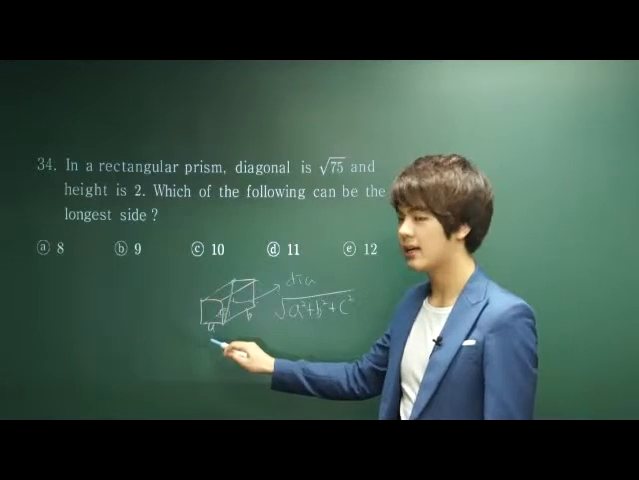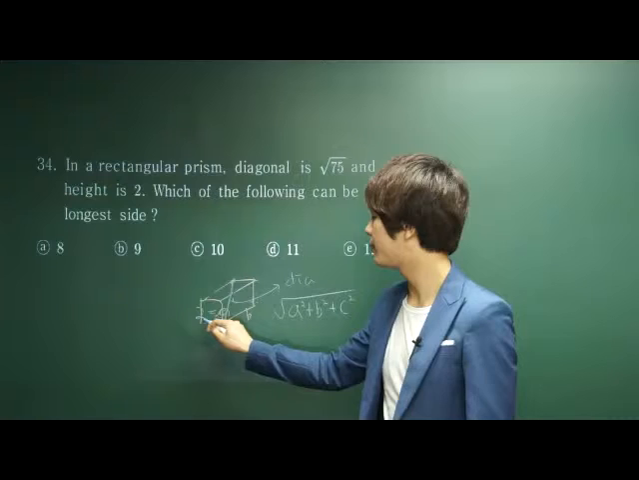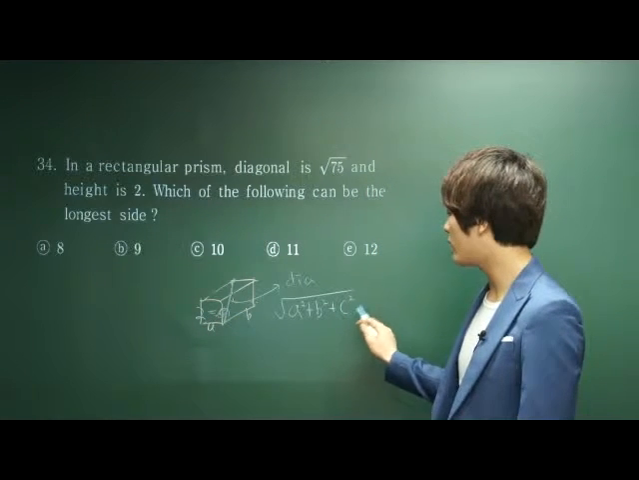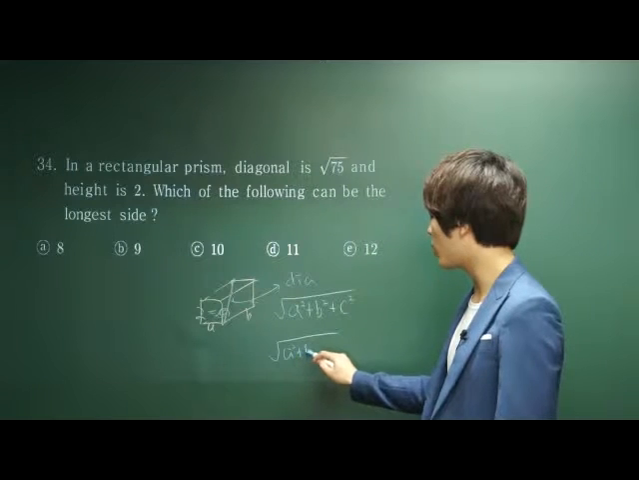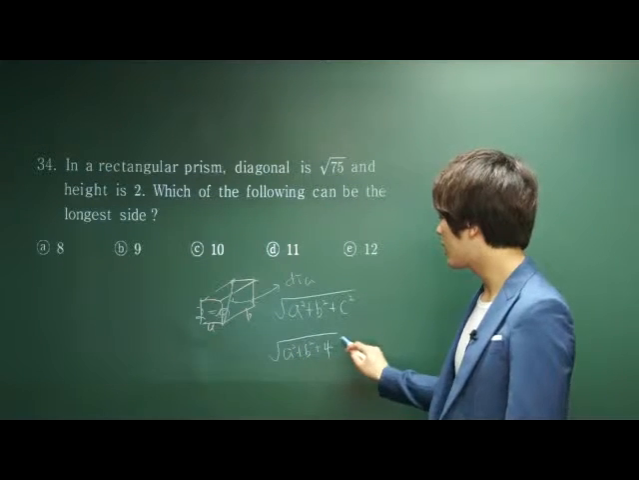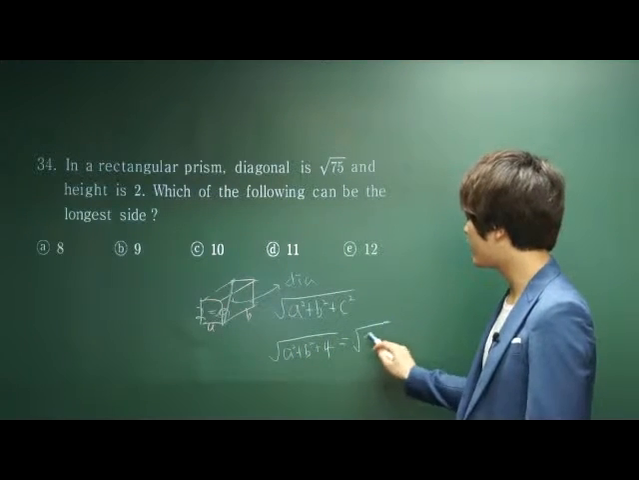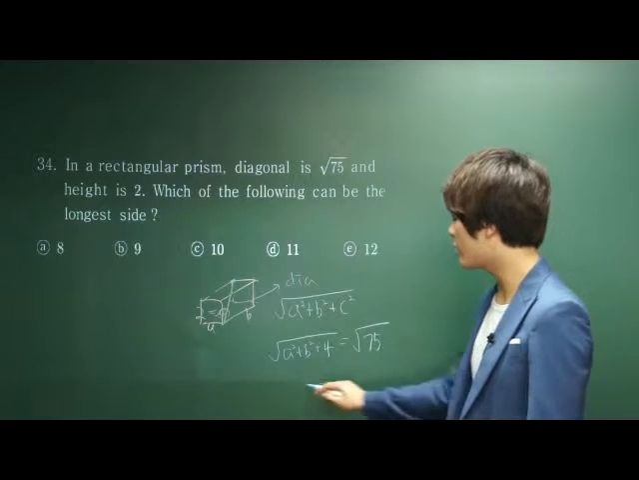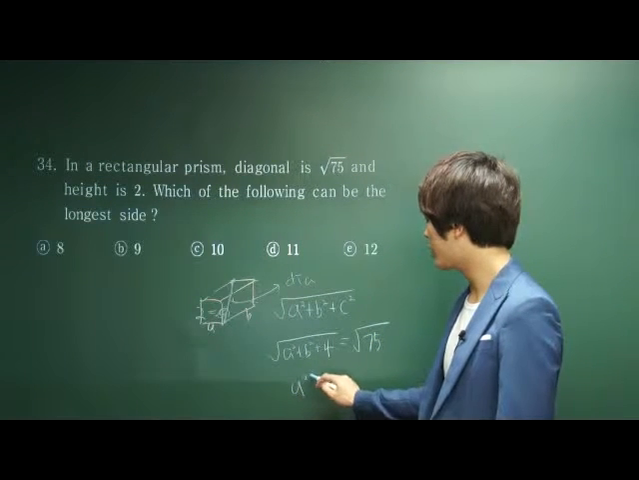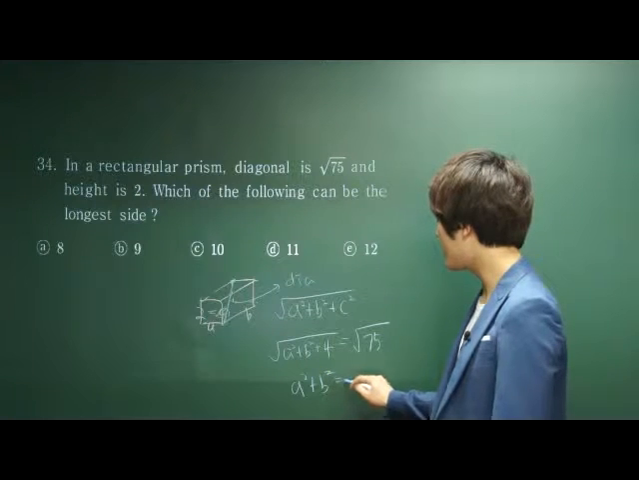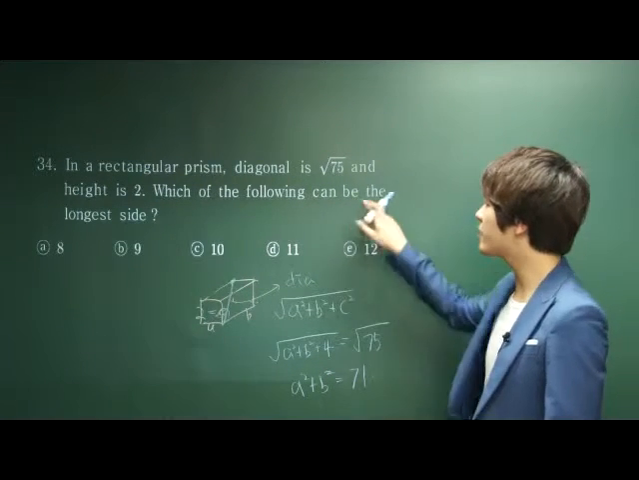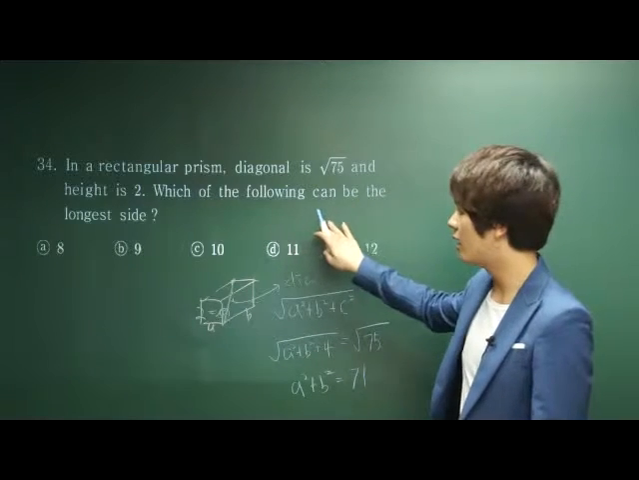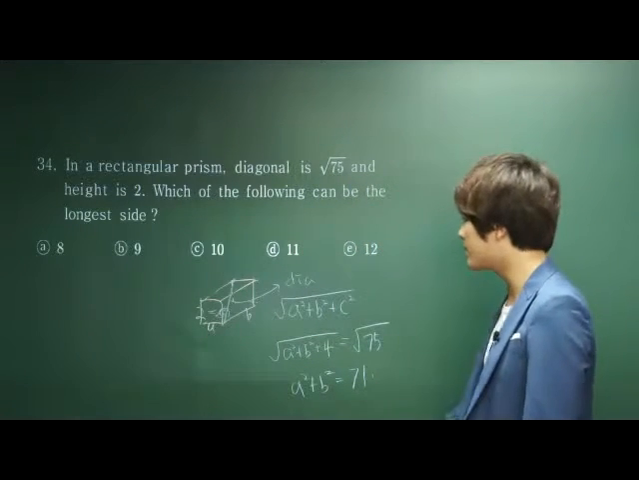Therefore, C is equal to 2, so we can replace C with 2. Square root of A square plus B square plus 4 gotta be equal to square root of 75. In other words, A square plus B square gotta be equal to 71. But the question is asking which of the following can be the longest side. Okay, let's look at our answer choices.